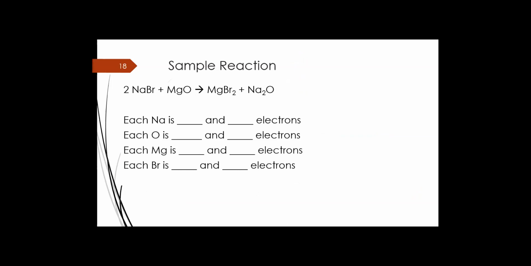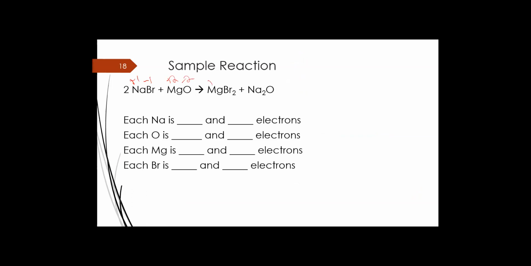Let's look at this one. Let's assign our oxidation numbers and see who's gaining electrons and who's losing electrons. So Na and Br. Well, sodium we know is a +1 in its charge, and bromine is a -1. Magnesium from the periodic table, we know that's +2. Oxygen, -2.